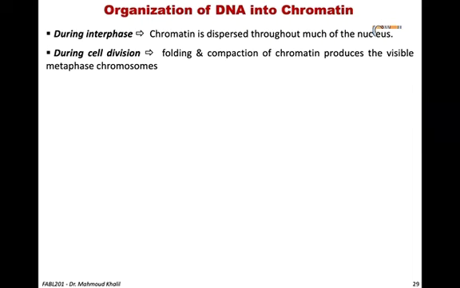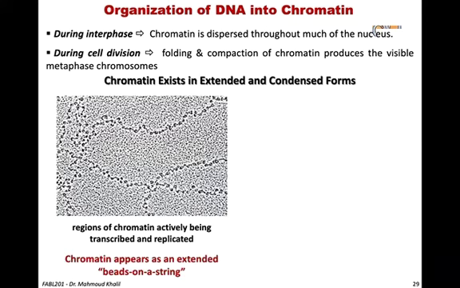So during interphase, chromatin is dispersed throughout much of the nucleus, while during cell division, the folding and the compaction of chromatin produce the visible metaphase chromosomes. So chromatin exists in two forms. This is actually a true picture under the electron microscope.